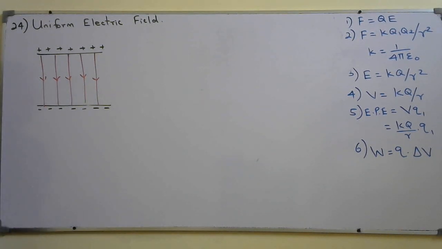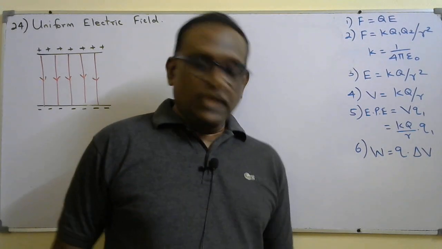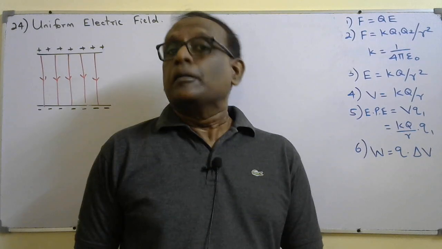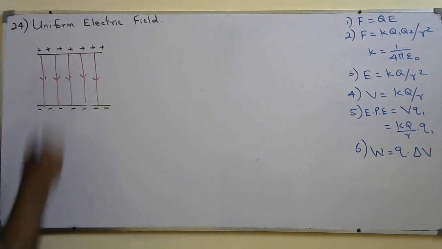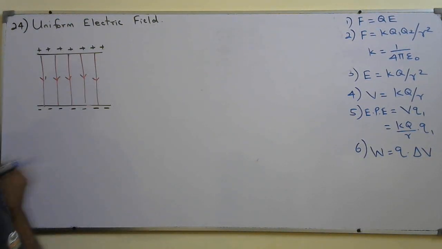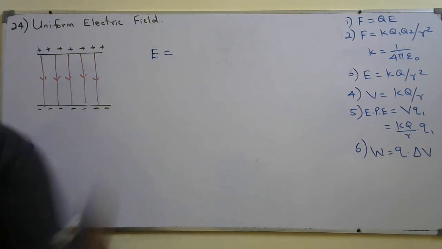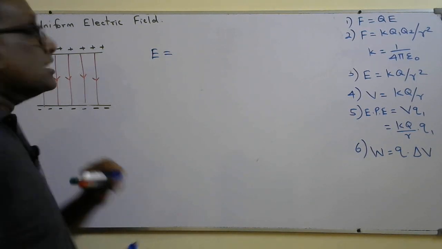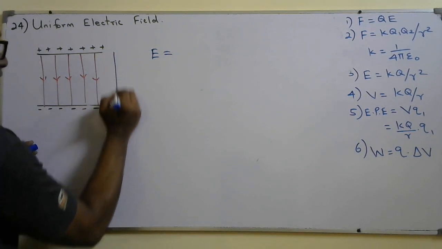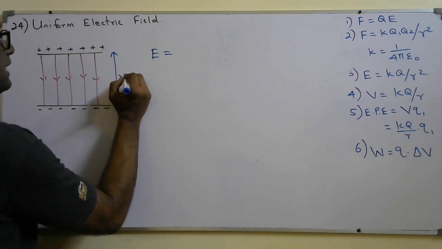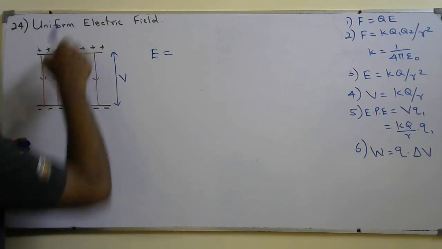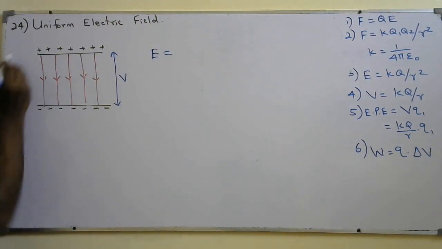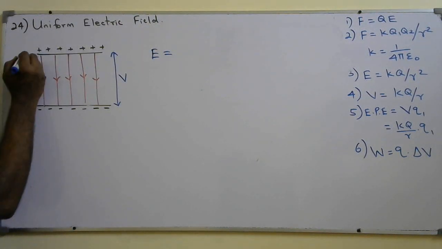We know that the electric field strength is the same at all points. So what could be the electric field strength in the region between oppositely charged parallel plates? At any point, there will be the same magnitude of electric field strength. There are two oppositely charged plates, so there will be a potential difference across the parallel plates. If I say the potential difference between the parallel plates is V, and the distance between the parallel plates is d.